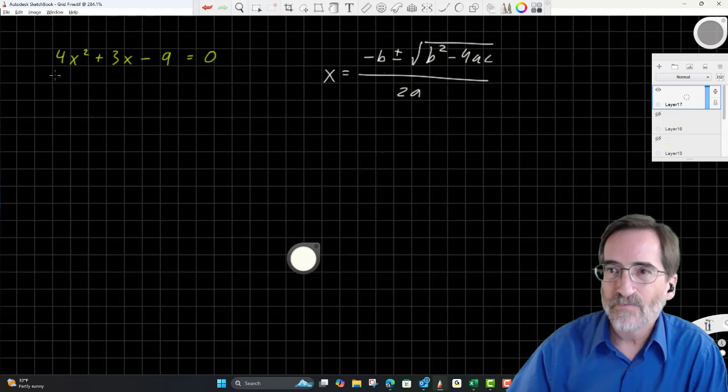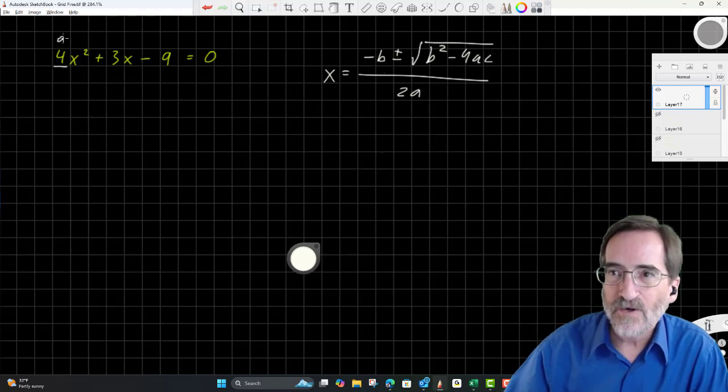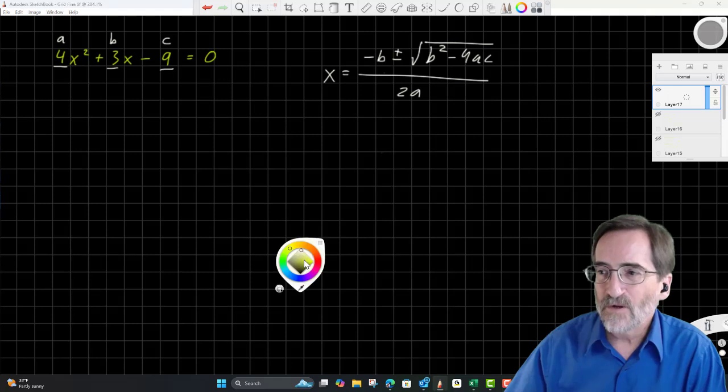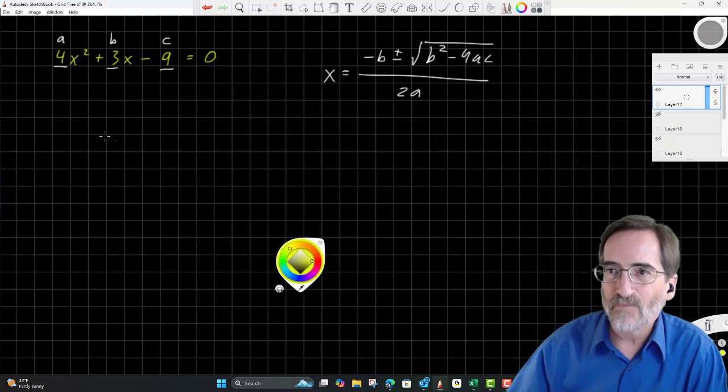Here's what it means. a is the coefficient on x squared. b is the coefficient on x. c is the constant. And the quadratic formula is just to be plugged in. You can plug in those numbers into the quadratic formula.